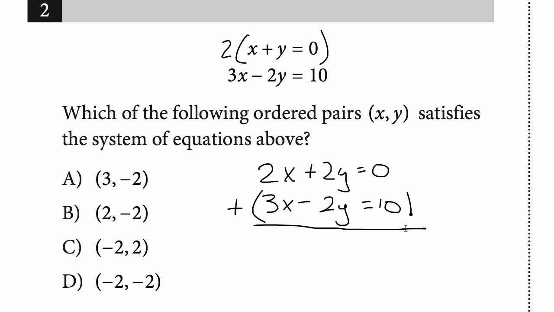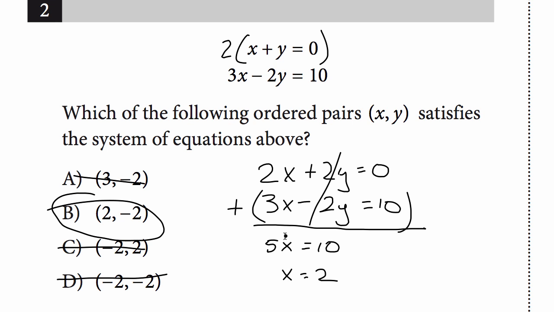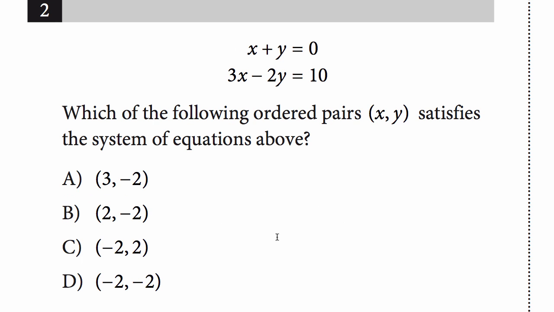The reason we're going to add them is because my 2y and my negative 2y will cancel out. So 2x plus 3x is 5x. 2y plus negative 2y is 0. 0 plus 10 is 10. That means x is 2. All right. Well, if x is 2, the others are gone. Choice B, and you're done. That's it. Move on. Next question.